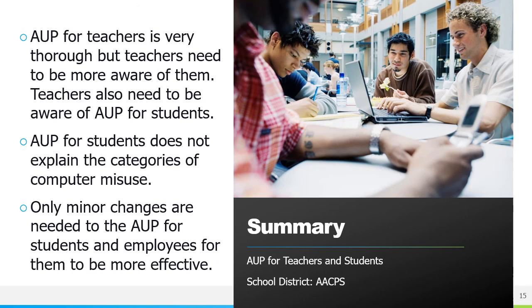So I'm going to summarize this presentation in 3 points. First point is AUP for teachers is very thorough, but teachers need to be more aware of the policies. And teachers also need to be aware of AUP for students. Second point is AUP for students does not explain the categories of computer misuse. I believe the sanctions need to be better defined. And last, only minor changes are needed to the AUP for students and employees for them to be more effective. I think the district did an amazing job putting together their AUP.